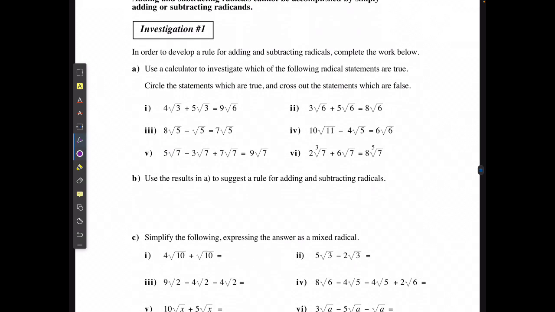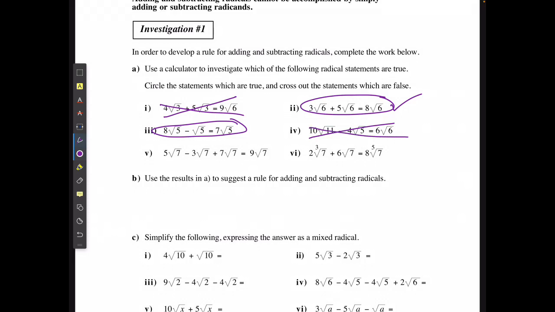If I plug these into my calculator, in the first case, if I have 4 root 3 plus 5 root 3, does it equal 9 root 6? No, it's not the same thing. Does 3 root 6 plus 5 root 6 equal 8 times the square root of 6? Yes, it does. Does 8 root 5 minus the square root of 5 equal 7 root 5? Yes, it does. Does 10 root 11 minus 4 root 5 equal 6 root 6? No.